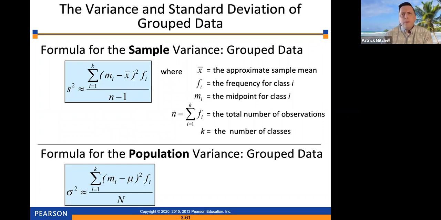Now, I don't believe that we ever talked about finding the variance from a frequency distribution. The logical time to talk about that would have been in section 3.2, so they were, I guess, saving it for this section.